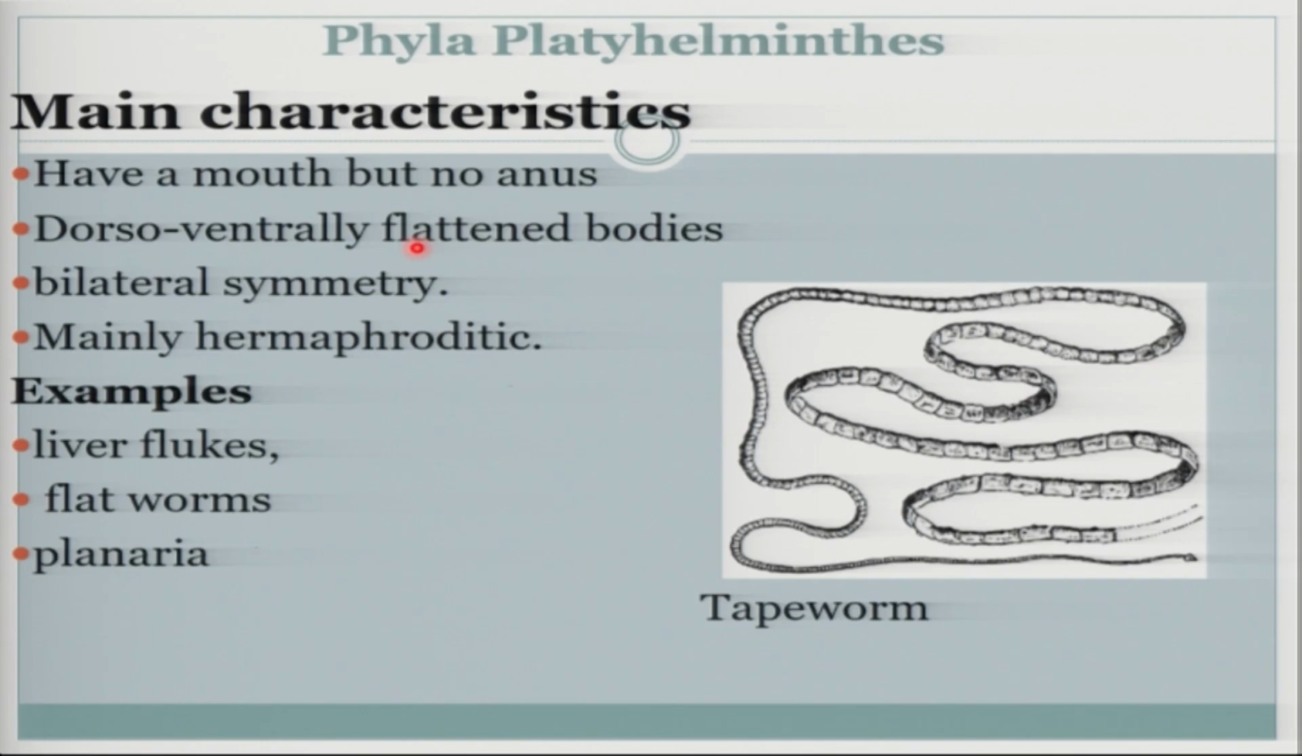One, they have a mouth but don't have an anus. You can imagine, they only have the mouth, but they don't possess the anus. Those are Platyhelminthes. They have a dorsally flattened body. Look at the diagram here. It is a flattened body, all right? It can be divided into two, bilateral symmetry. In case you cut it into two, it will give you two equal parts, all right? That is bilateral symmetry. You understand that?